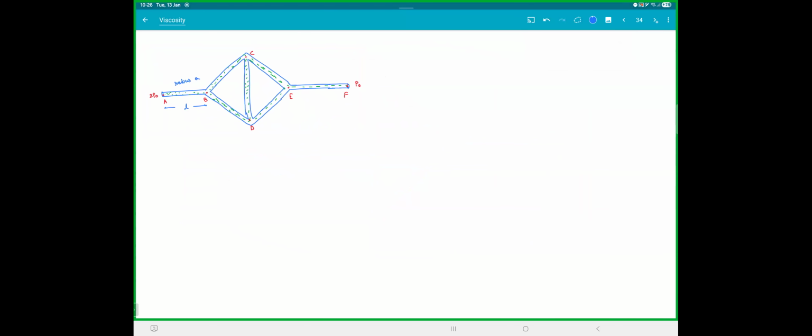So there, this is your circuit. You can replace this with a resistor. The 7 pipes become 7 resistors. This is A. This is B, C, D, E, and F. And you can call the resistance R is equal to 8 eta L by pi A square. So all these are R only.